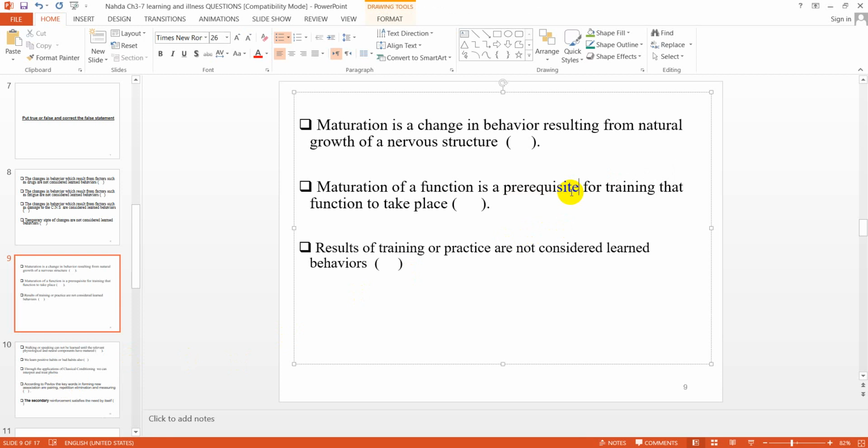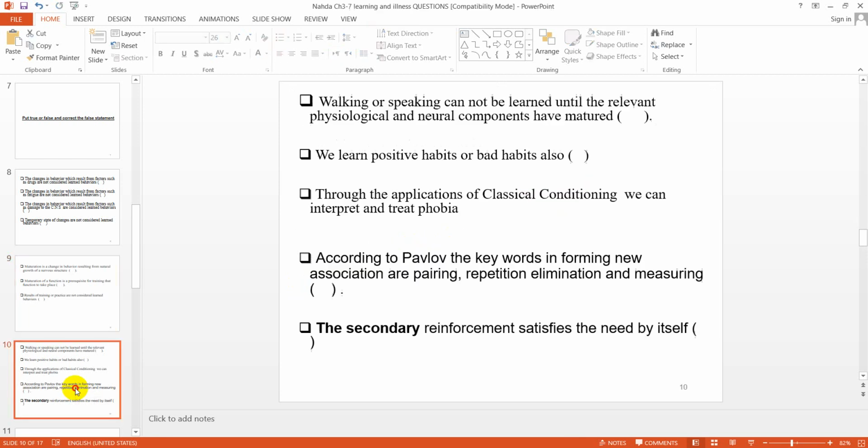Results of training or practice are not considered learned behaviors. Walking or speaking cannot be learned until the relevant physiological and neural components have matured.